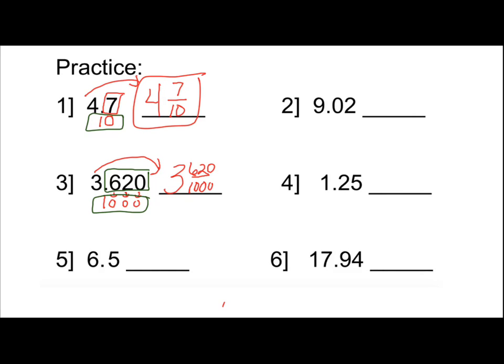Then I have to simplify. I'm going to start with 10. Both 620 and 1,000 end in 0, so I know I can divide by 10. So 620 divided by 10 is 62. 1,000 divided by 10 is 100. Well, I can divide again. I can divide by 2 this time. Keep my whole number. I'm going to go ahead and move it down beneath here. So I keep my whole number. 62 divided by 2 is 31, and 100 divided by 2 is 50. So we end up with 3 31 over 50.